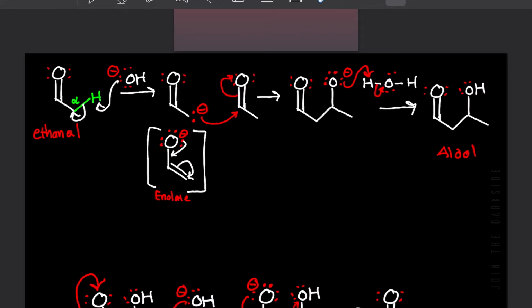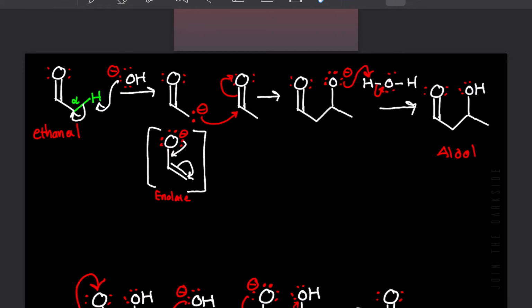To start off with this mechanism, we need to locate an alpha hydrogen. This alpha hydrogen, which is in green, is connected to an alpha carbon, which is the carbon connected after a carbonyl. To begin, the hydroxide is going to be attacking this hydrogen, and this is going to form a water molecule. Now the electrons between these two are going to go to this carbon and form a carbanion. The carbanion, which forms right over here, has a resonance structure known as the enolate.